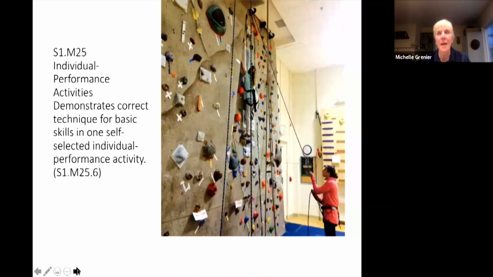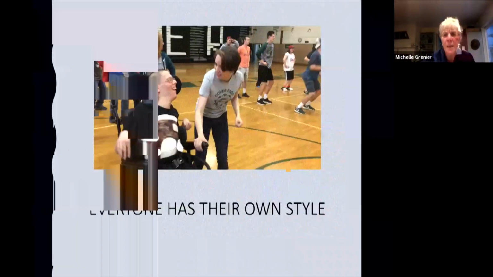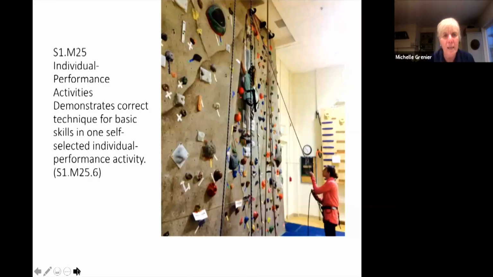Sorry about that. Again, we're going to finish with this last example. This is a climbing wall that we have at UNH, and this is a learning standard for grade 6 individual performance activities: demonstrates correct technique for basic skills and one self-selected individual performance activity. I know personally that many students are fearful of the wall, but I want them to engage with some of the skills we're looking at, which are opposition, color identification, hand over hand, strength building activities, and patterns. Those are some of the primary goals that I have.